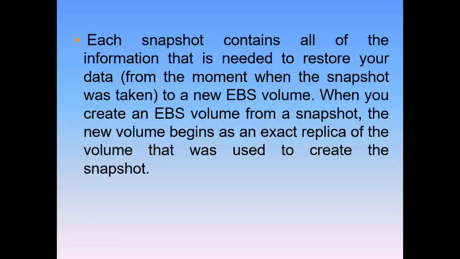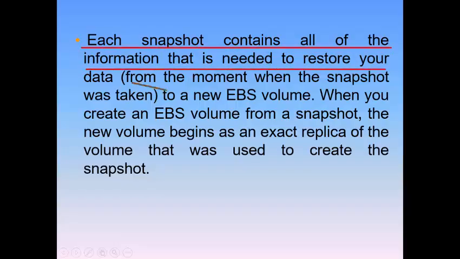Each snapshot, as I told you, is a duplicate copy of that particular volume. It contains all the information that you need to restore the data, from the moment your snapshot was taken, to a new volume. It has every piece of info that was in the original EBS volume; it just takes everything from there and creates a snapshot.